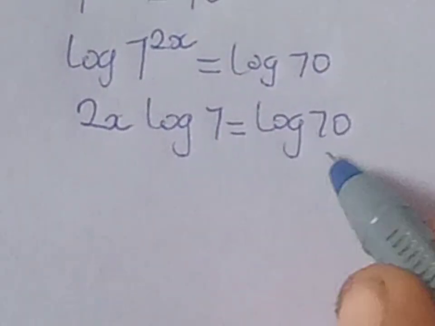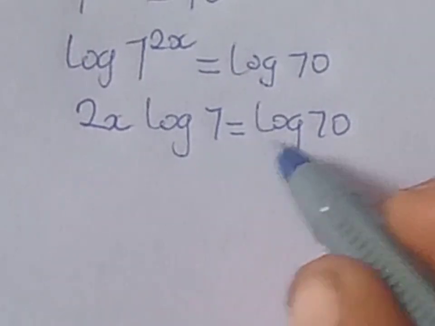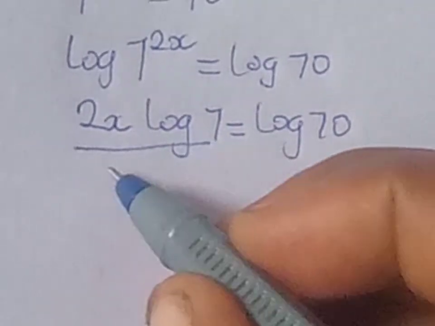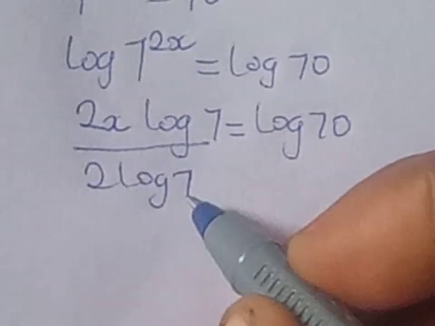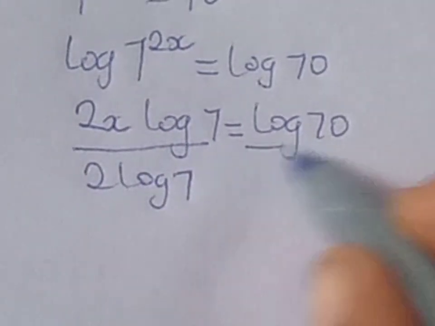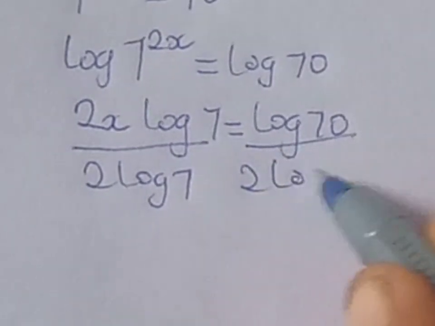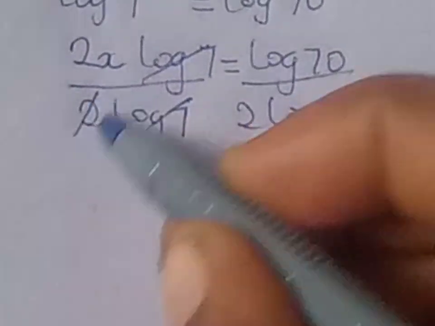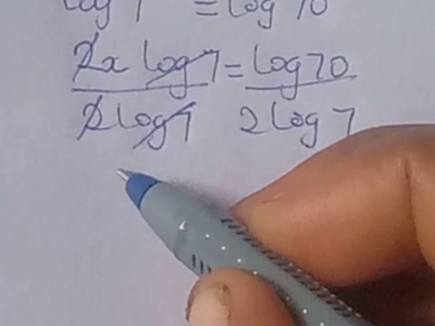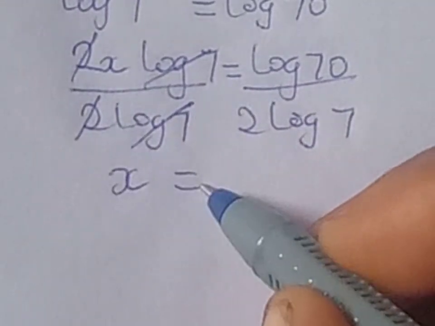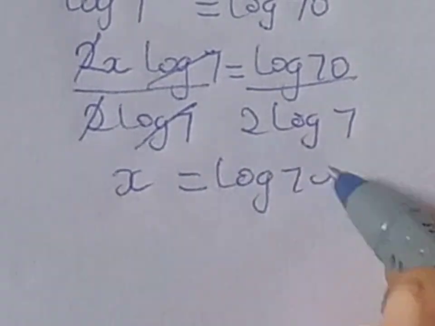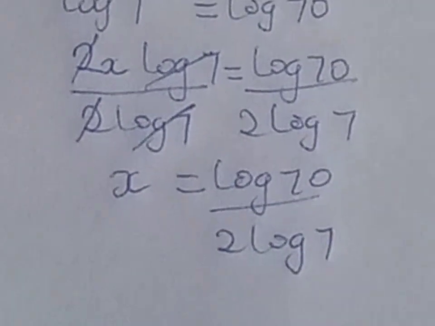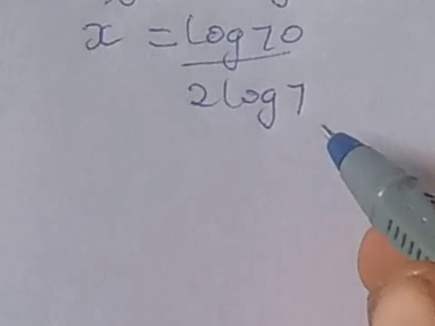Now let's divide both sides by 2 log 7, which will give us 2x log 7 divided by 2 log 7, and also log 70 divided by 2 log 7. Log 7 cancels log 7, 2 cancels 2. So on the left side we have x, and on the right side we have log 70 divided by 2 log 7. Let's approximate the value.